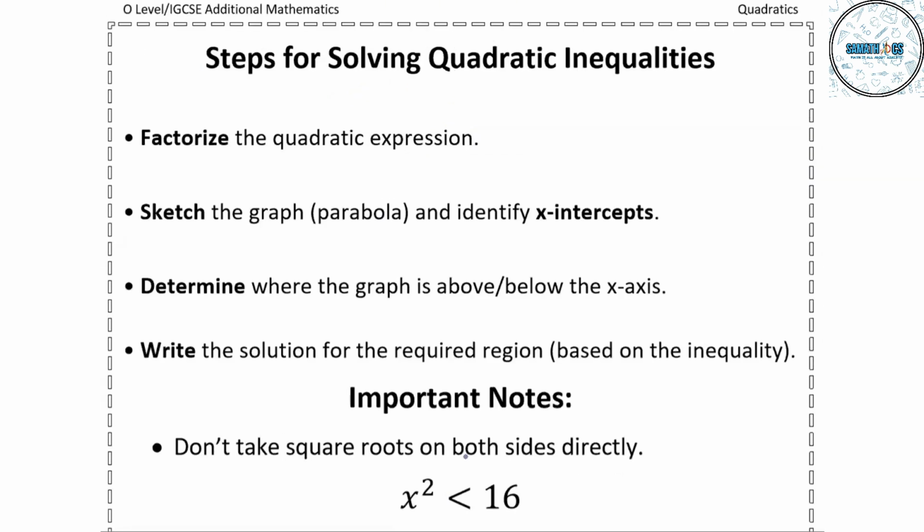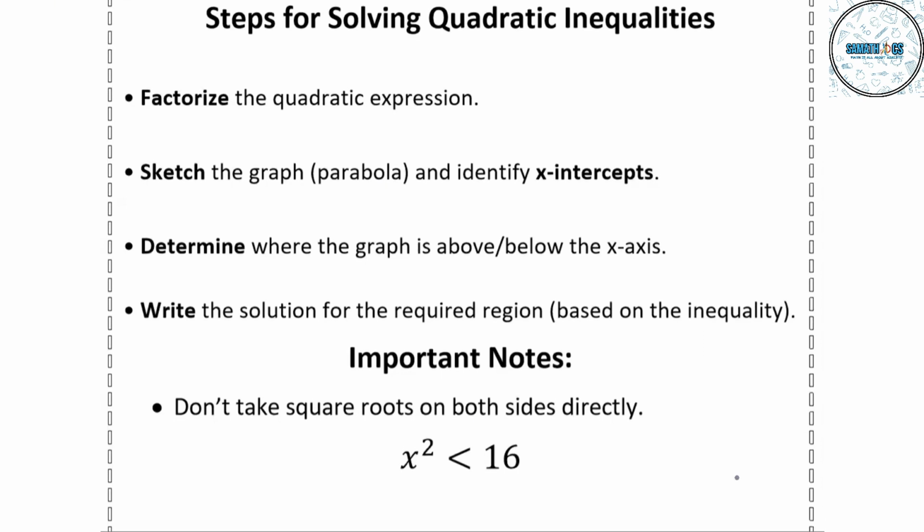We have done examples related to linear inequalities. Now we'll be solving quadratic inequalities. There are certain steps which you need to remember for solving quadratic inequalities. First of all, you have to factorize the quadratic expression. Then you have to sketch the graph, that is a parabola, and you have to identify the x-intercepts. Then you have to determine where the graph is, whether it is above the x-axis or below the x-axis. And then you have to write down the solution for the required region.